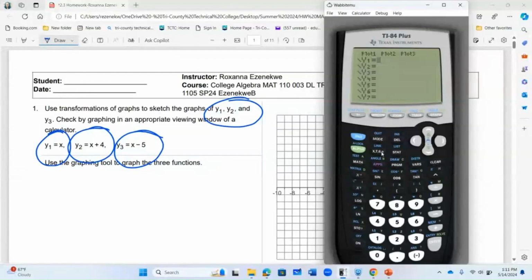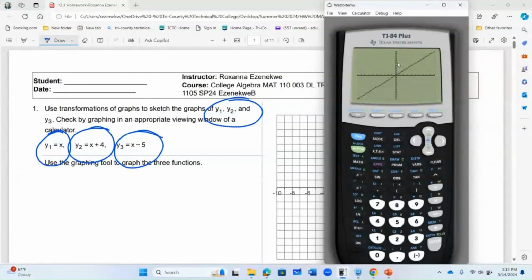Okay, so the first thing I want to put in is the parent function in Y1. And then I can now put in Y2, which is x plus 4. But let me first of all look at my Y1. And by the way, it's always good to look at the window. I like my window standard. Okay, so I can just graph and see how the parent function looks. So that is my parent function here.